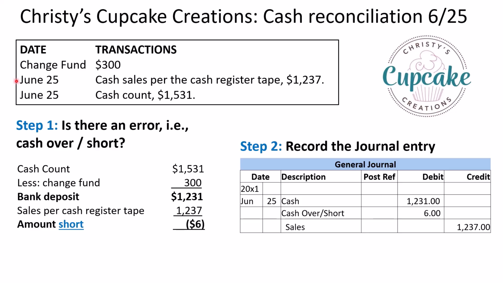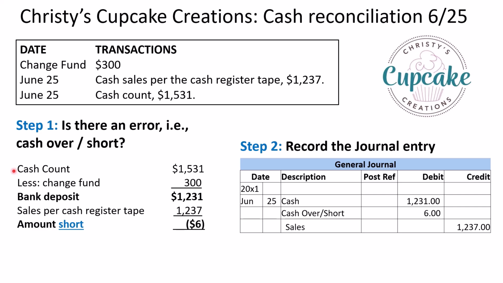Cash sales per the cash register tape is $1,237, and the cash count is $1,531, which includes the change fund. We subtract the change fund of $300 from the cash count because the change fund was there when the cashier started, and the change fund needs to remain in the register. Now, an important step for the cashier is to count the change fund at the beginning of the shift so that the cashier verifies that they truly received the correct amount. So again, we subtract the change fund of $300 from the cash count of $1,531 at the end of the day.